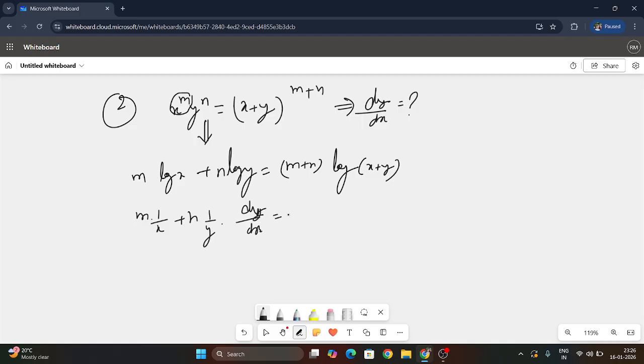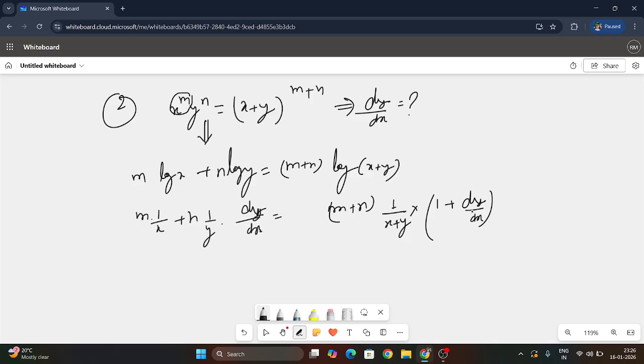Okay, equal to m plus n, this is m. Okay, m plus n, log x is, this is going to be 1 by x plus y multiplied by 1 plus dy by dx. Okay, this is what we are getting. Now what you can do, this is dy by dx.